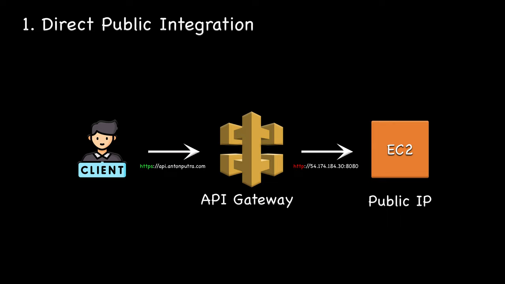This is the simplest way to integrate those two services, but it has a few drawbacks. For example, there is no easy way to restrict that only API Gateway can access EC2. Your service will be wide open to the internet. First, we will create all those objects manually from the AWS console, and then I'll show you how to reproduce exactly the same setup using Terraform.